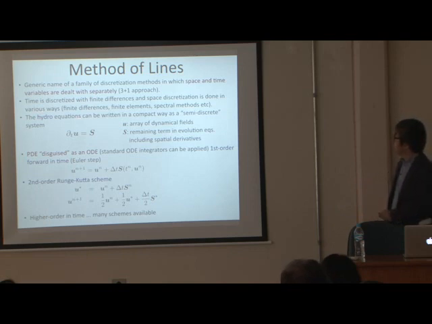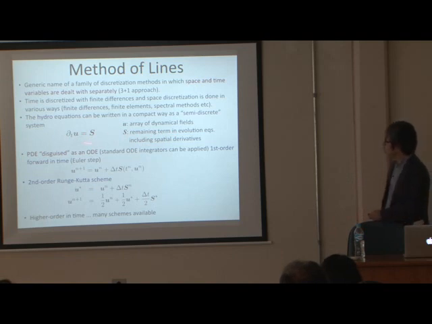So the hydrodynamic equation can be written in a compact way as a semi-discretized system. The time derivative of the conserved variable u equals just s, where s is the remaining term in the evolution equation, including the spatial derivative plus the source term part.